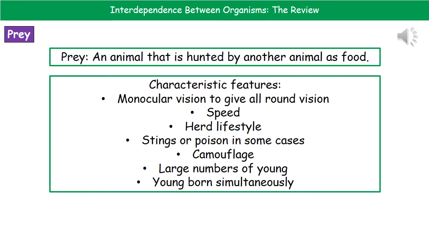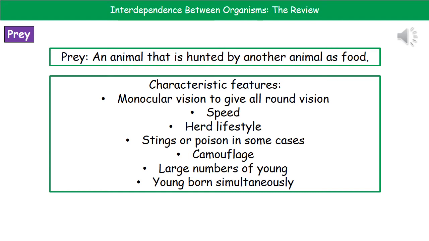If we now turn our attention to the prey, and remember, prey is an animal that is hunted by another animal as food, so prey will never be a plant, then what we find is they've also got these characteristic features. They've got monocular vision, which means their eyes are on the side of their head to give them better all-round vision. They need to be quick to obviously escape should a predator appear. They've got a herd lifestyle, which means that they tend to stand around in large groups, because that means that they're less likely to be picked off by a predator coming in. Some cases they'll have some kind of defense mechanism like stings or poison. They also need to be able to camouflage so the predator can't find them.